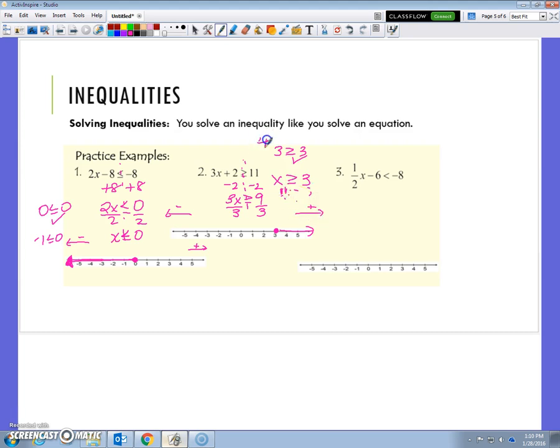I don't know why my marker is doing that. Okay, so we go to the right. So we have just one more to do, and plenty of time to do it. Once again, this time what I notice is it's going to be an open dot.